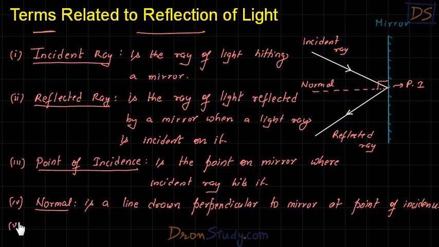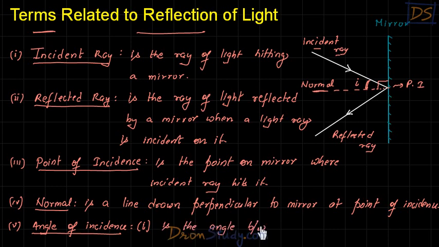Next is angle of incidence. What is angle of incidence, students? Look at this angle. This angle is generally represented by I. This is the angle of incidence. So we can say angle of incidence is the angle between the incident ray and the normal. Angle of incidence is basically the angle between the incident ray and normal.